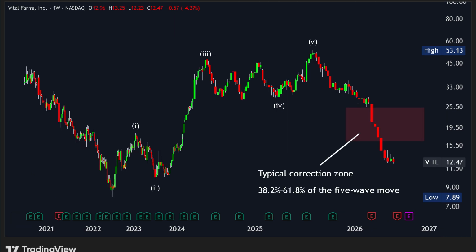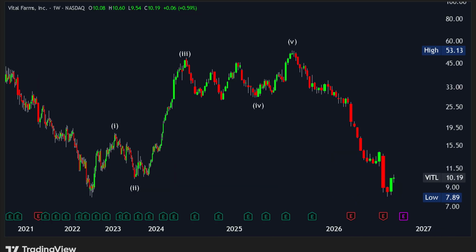After the fifth wave ends, a correction begins. At first, that is completely normal. But the decline continues, and price eventually returns close to the starting area of the entire 5-wave rise. The local 5-wave structure may still have been valid.